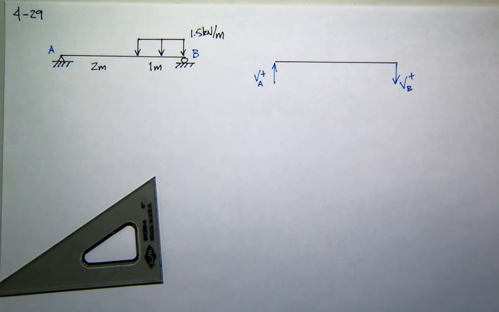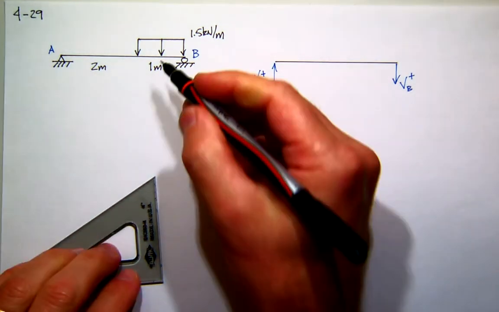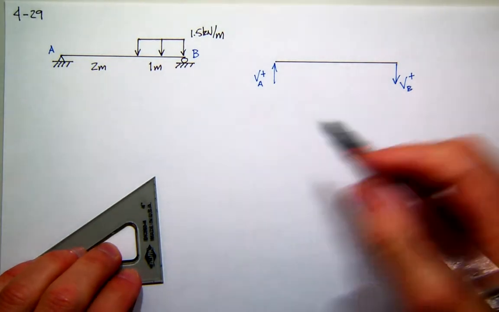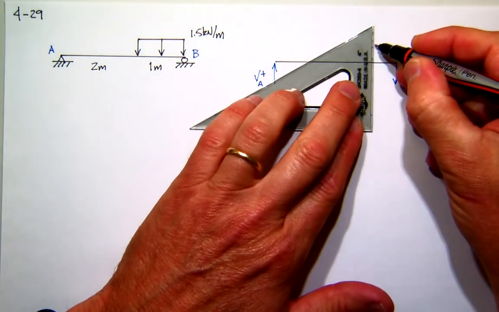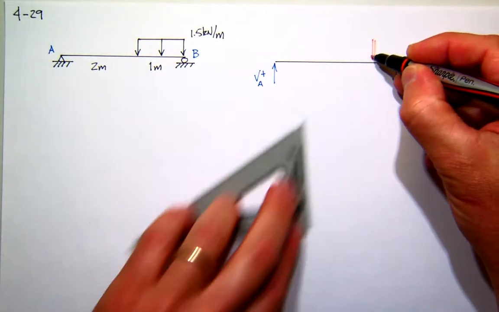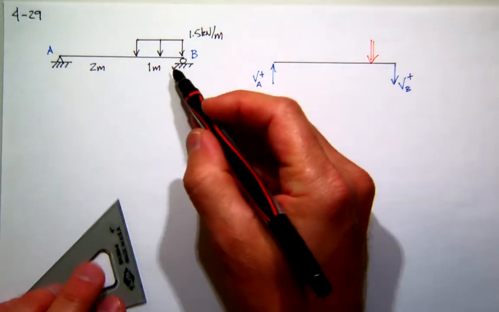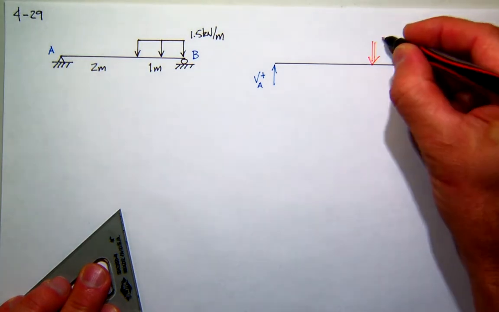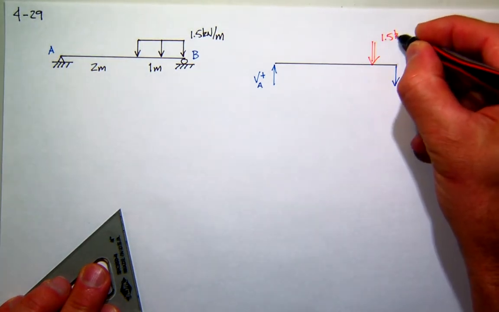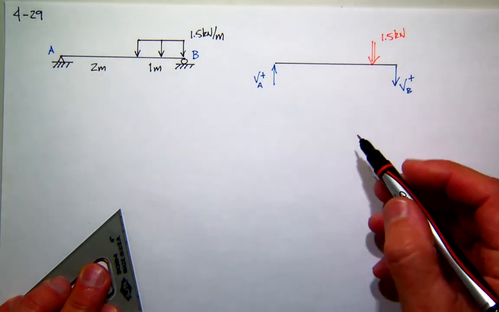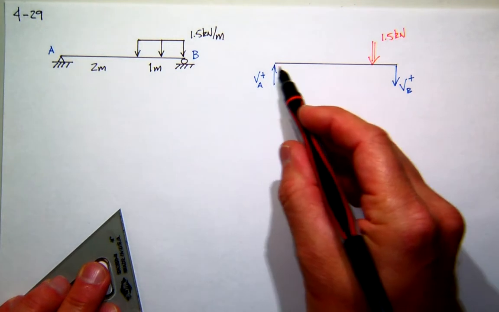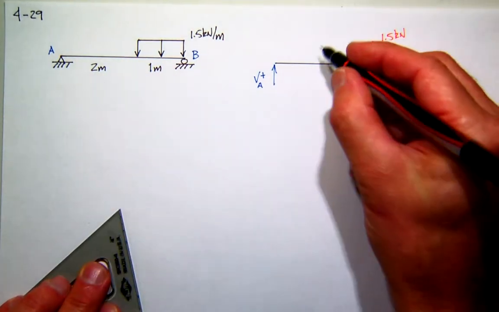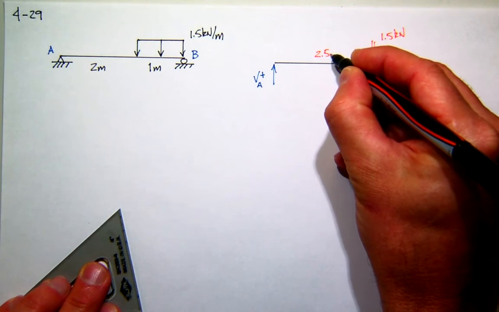And then I'm going to come over here and replace my uniformly distributed load with a concentrated equivalent. And what should be the value of that concentrated equivalent? The area under the curve, right? So 1.5 times 1, that's pretty easy. 1.5 kilonewtons. And let's see, from A, what's the distance? Yeah, it's 2 meters and then half a meter. So 2.5 meters.